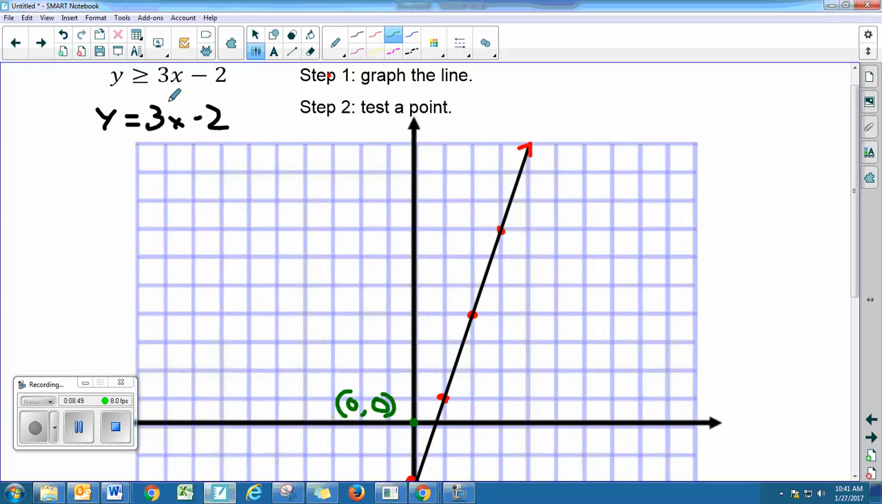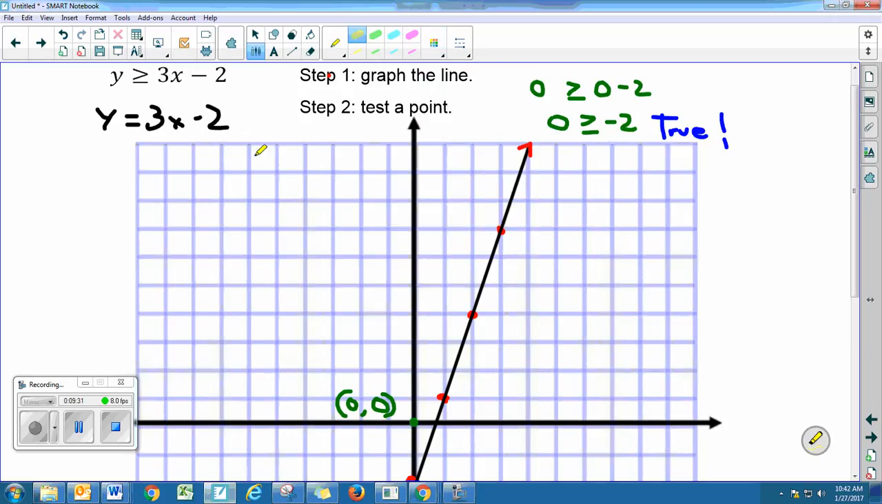In my inequality, I'm going to plug in 0 for x and 0 for y. So 0 is greater than or equal to 3 times 0, which is 0, minus 2. Simplify: 0 is greater than or equal to 0 minus 2, which is negative 2. Okay, this is true. Because it's true, I will shade the side of the line where that point is.